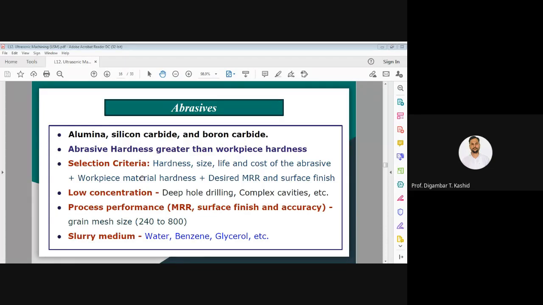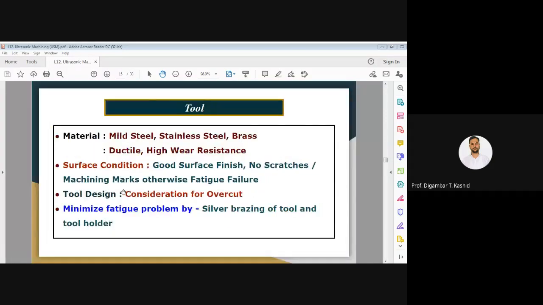Low viscosity liquid like water is recommended because it can reach the fine details or complex shapes easily. If it has high viscosity, then it may not be able to reach the fine cavities or fine details on your component. So water is recommended as a carrier medium because of its low viscosity. But the problem with water as a carrier medium is that it corrodes the workpiece, so one has to take this point also into consideration. So this is about the elements.